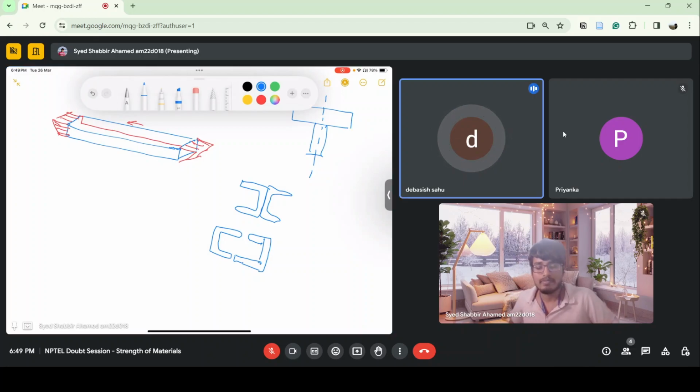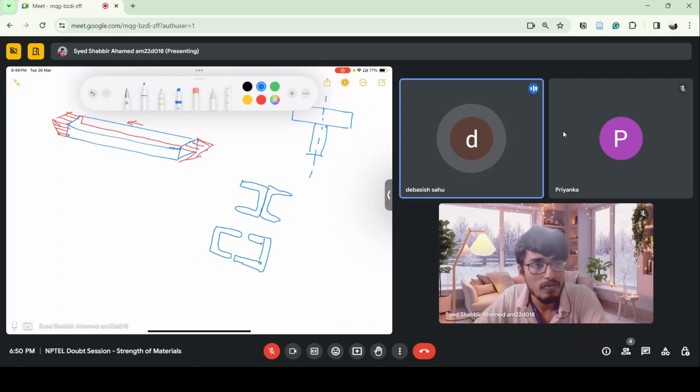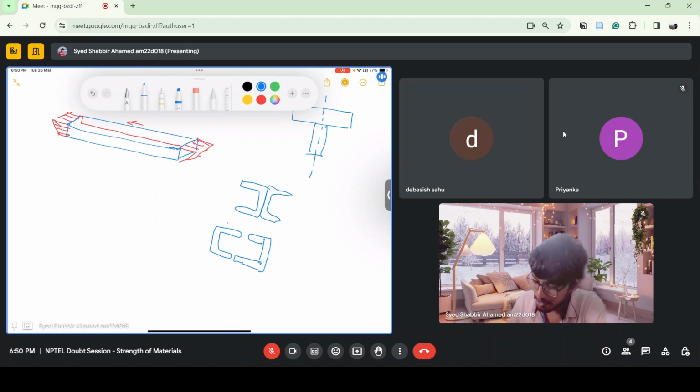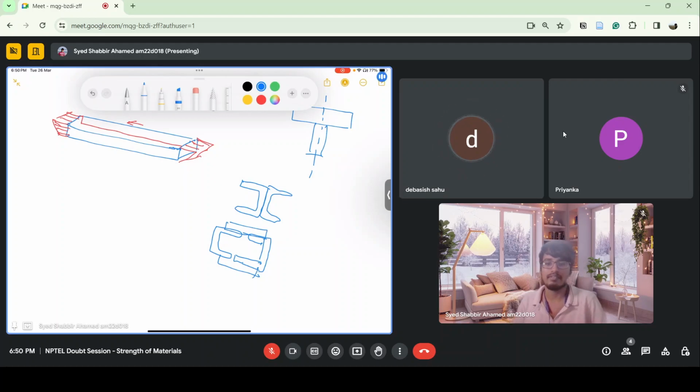No, sir. The distance between the C sections is more than 1 foot. Oh, more than 1 foot. Okay. They are joined with steel plates put together. In between that, they are joined, right? Yes, sir. Then it becomes a symmetrical section only. There is no twisting happening.